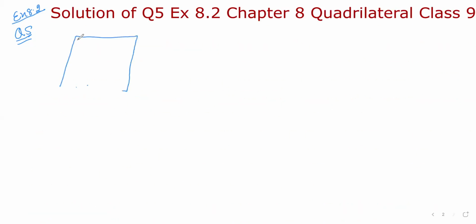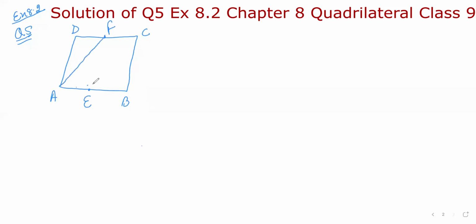Parallelogram ABCD. This is a parallelogram ABCD where E and F are the midpoints of side AB and CD, respectively. Show that the line segments AF and EC trisect the diagonal BD.